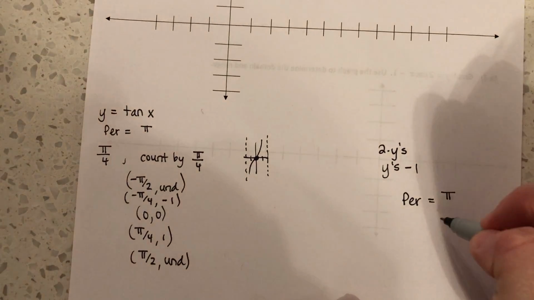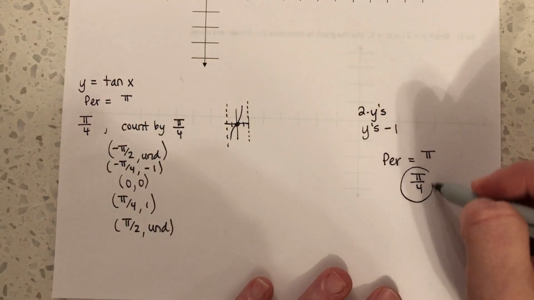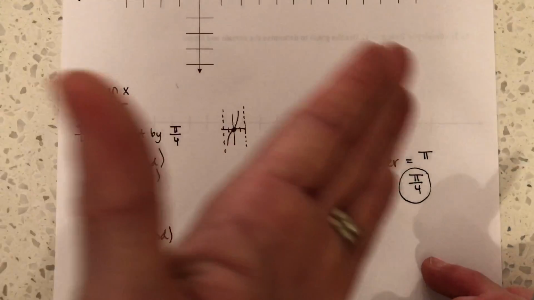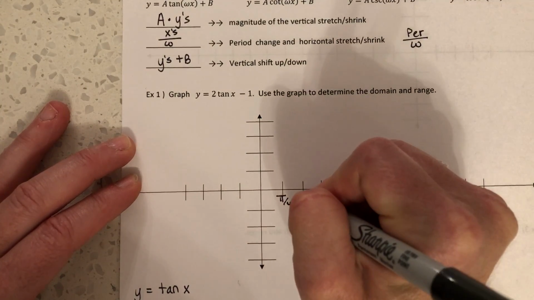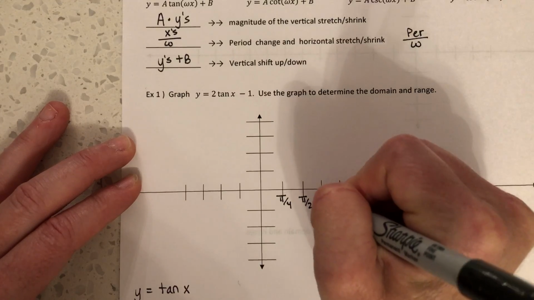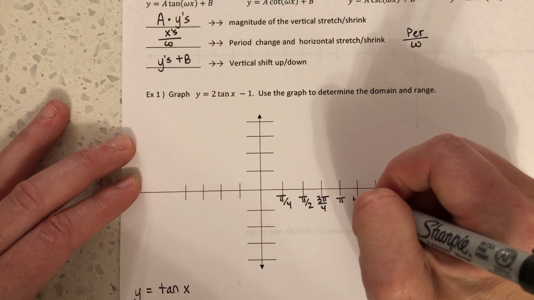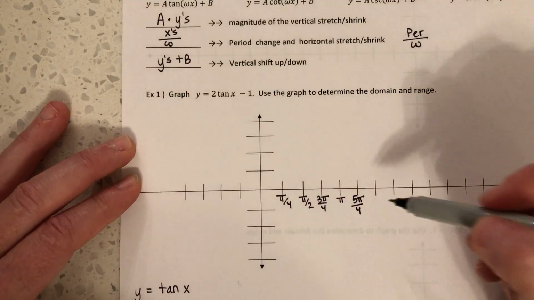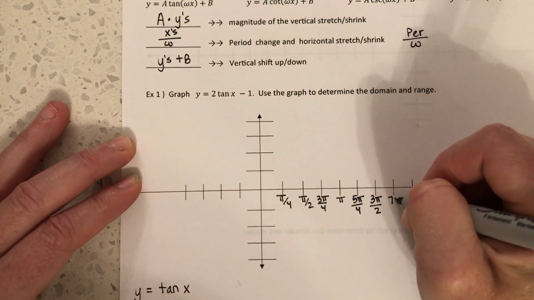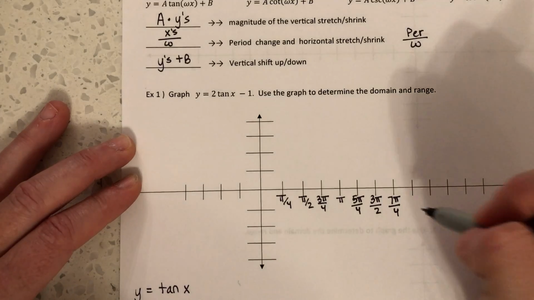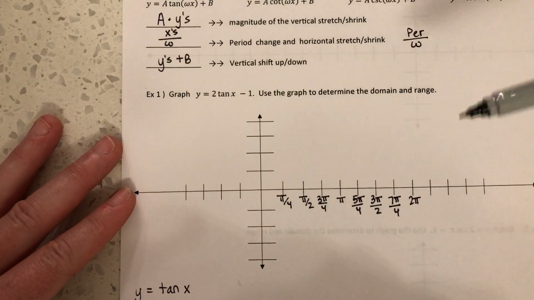And again, if you take that period and divide it by 4 to create your 4 subintervals, you're still going to be counting by pi over 4. So I'm going to label my x-axis to get myself ready. 1 pi over 4, 2 pi over 4 is pi over 2, 3 pi over 4, 4 pi over 4 is pi, 5 pi over 4, 6 pi over 4 is really 3 pi over 2, and then you have 7 pi over 4, 8 pi over 4 is 2 pi, and I can probably stop. I'm just giving myself more increments if I wanted to continue the cycle.